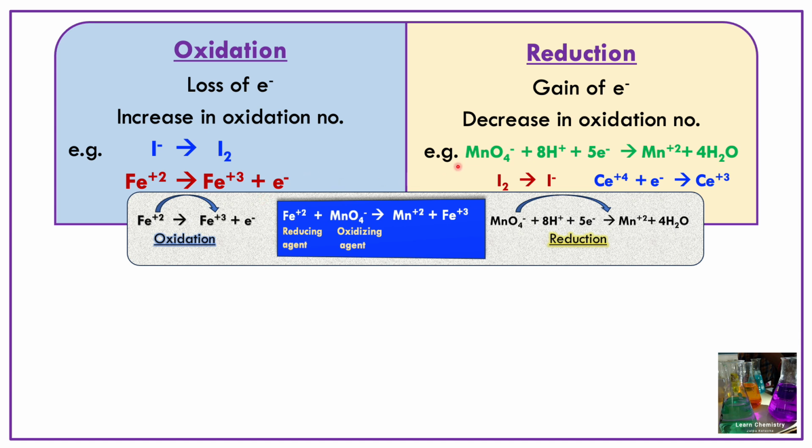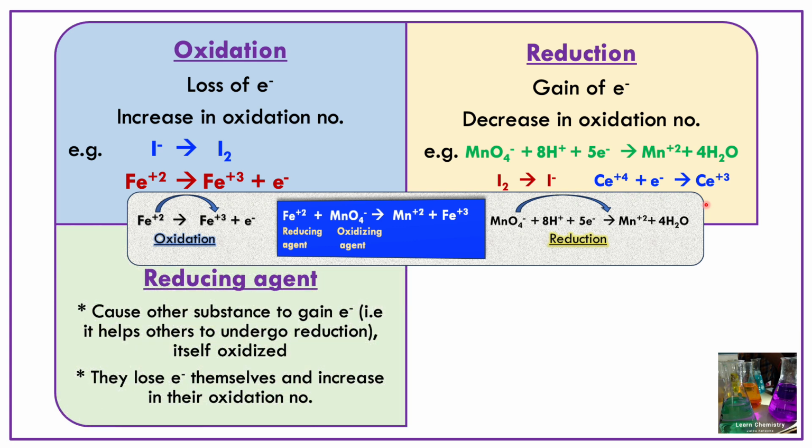Now consider the oxidizing agent MnO4-, that is from KMnO4. It undergoes reduction, that is, Mn with +7 charge, on reduction, becomes Mn with +2 charge. So it is a gain of electrons and it decreases the oxidation number. Similarly, iodine goes from 0 to I-, gaining an electron: iodine plus electron gives iodide ion. Or the cerium ion, from cerium sulfate, Ce4+ gains an electron and forms Ce3+.